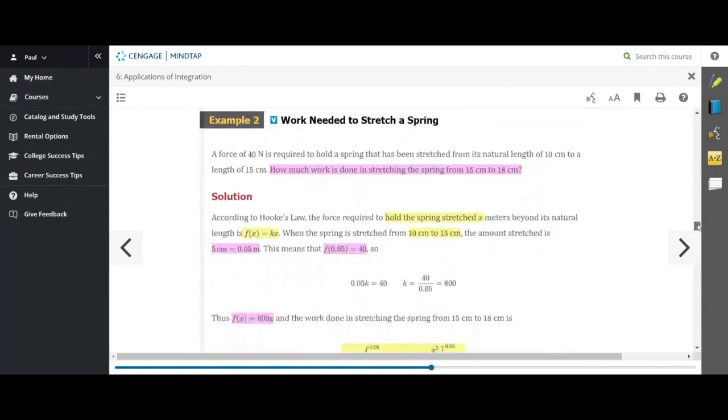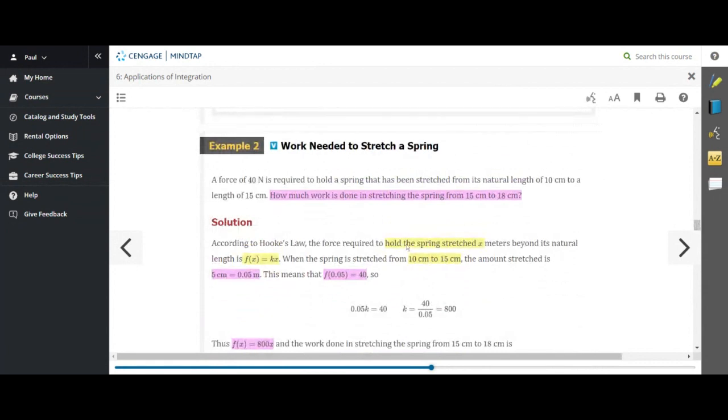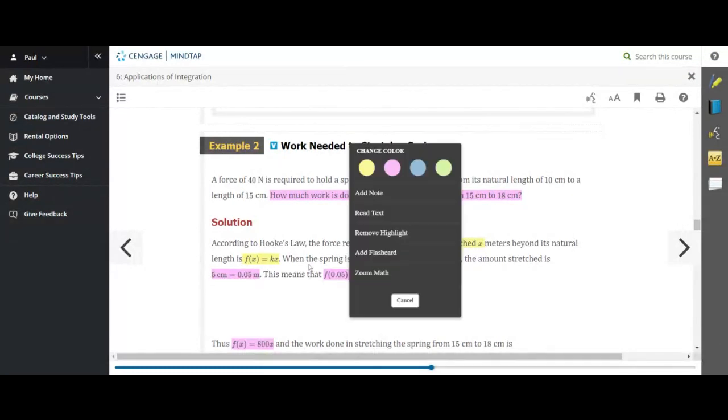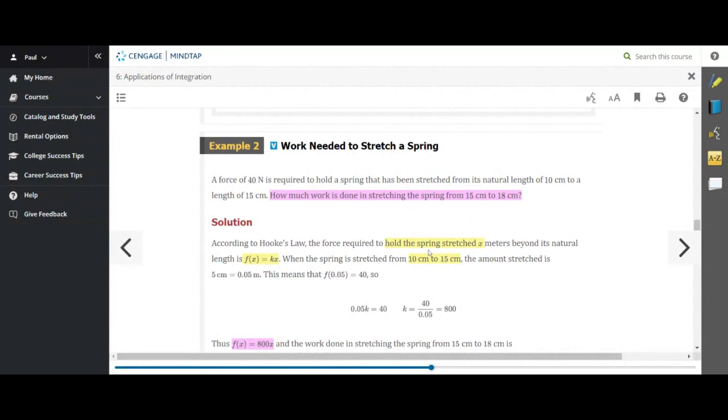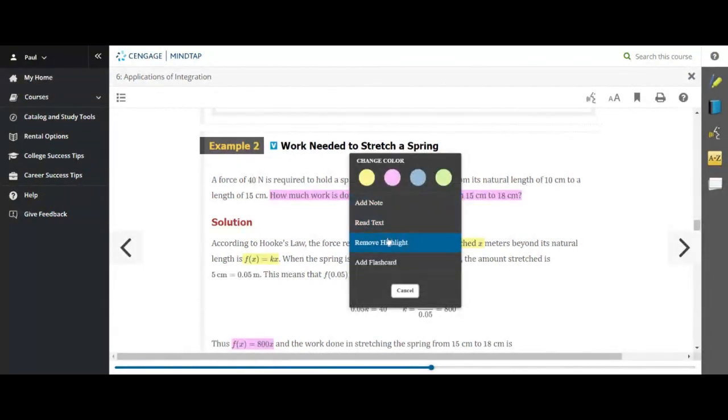So in this example, and let me see here. Give me one moment here. I want to just kind of remove a few things here.